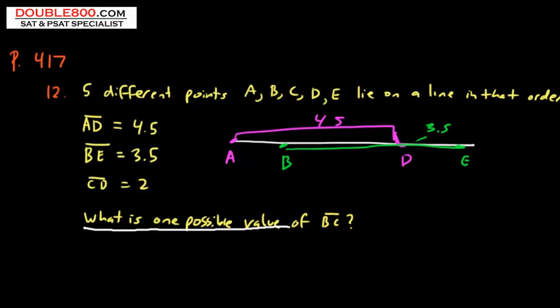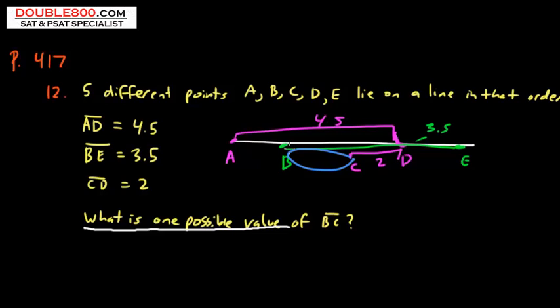And then CD is sort of a subset. It's within BE, so CD is 2, and we want what is one possible value of BC. Now, it doesn't say that these are equally spaced. All we know is they're in respective order, and we want one possible value.